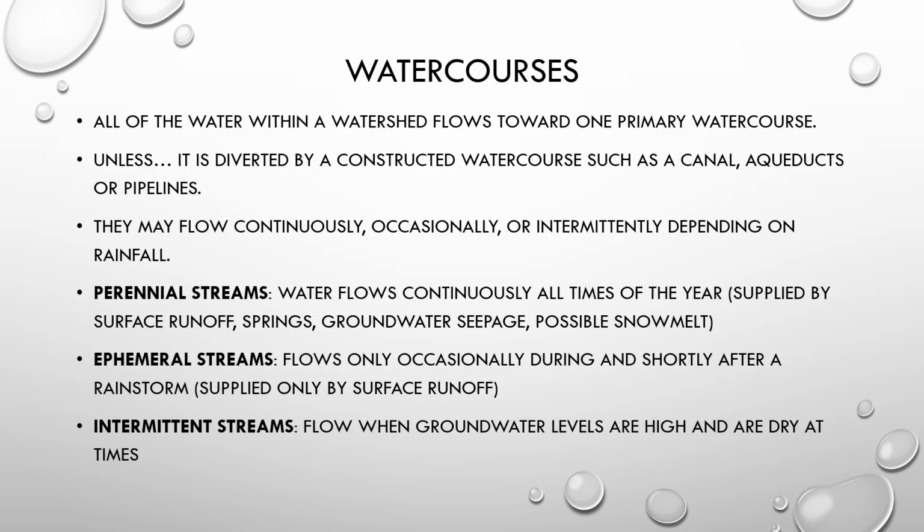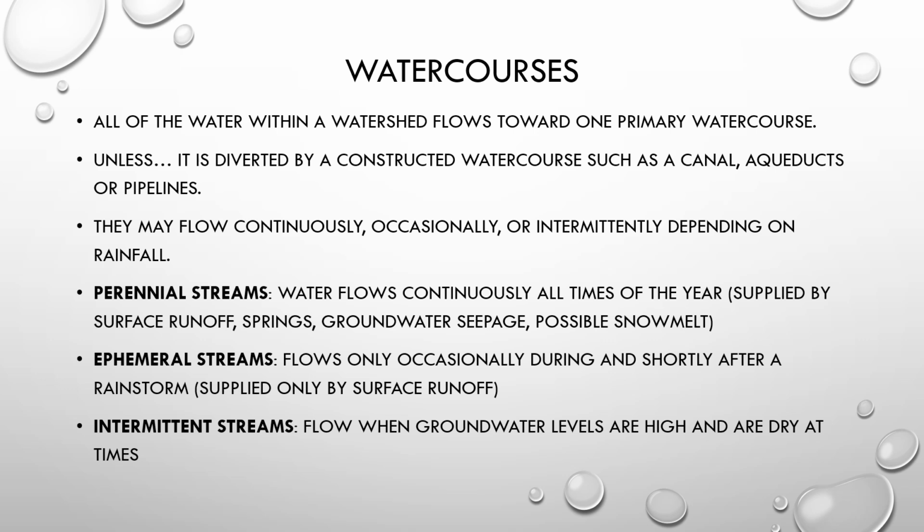Let's dive into water courses real quick here. All of the water within a watershed flows towards one primary water course, unless it has been diverted by a constructed water course, such as a canal or an aqueduct. All of that water is going to flow into some sort of river, creek, brook, and it is going to travel towards an endpoint, which down here in Southern California is typically the ocean.